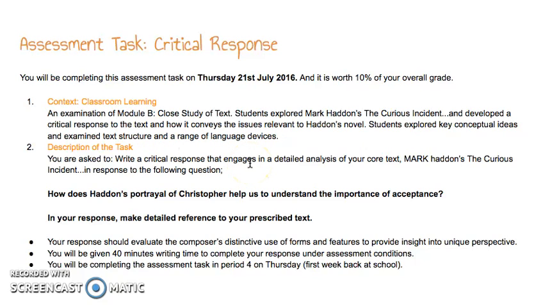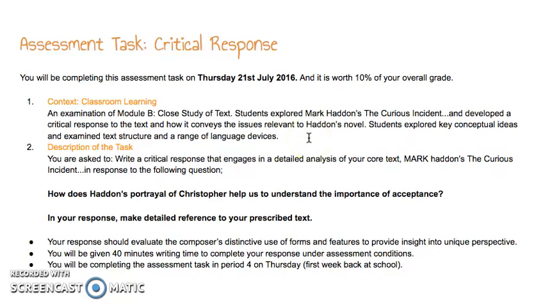An examination of Module B is a close study of text. Students explored, so this is just going through what you have done and showing that you are prepared for this actual task. And it's saying that students explored Mark Haddon's text and developed a critical response to the text and how it conveys the issues relevant to Haddon's novel. See here, again, emphasis on the outside world. How you can then compare this text to the outside world. Always be aware of that, okay?